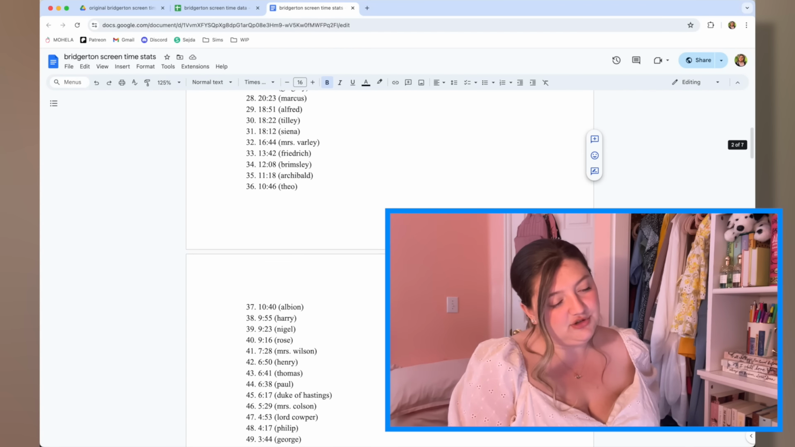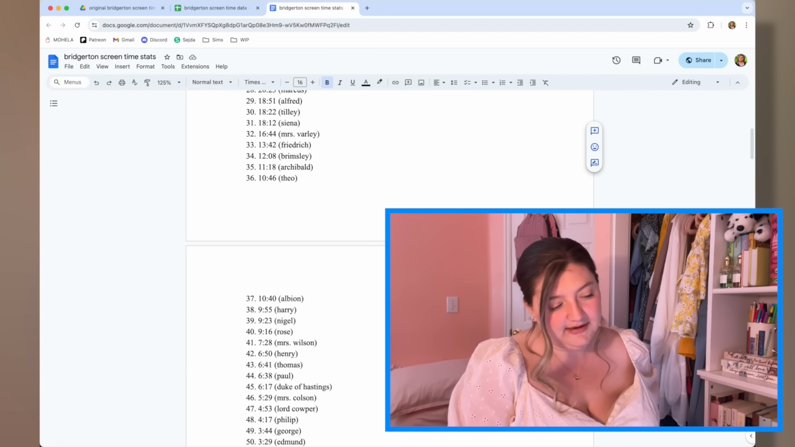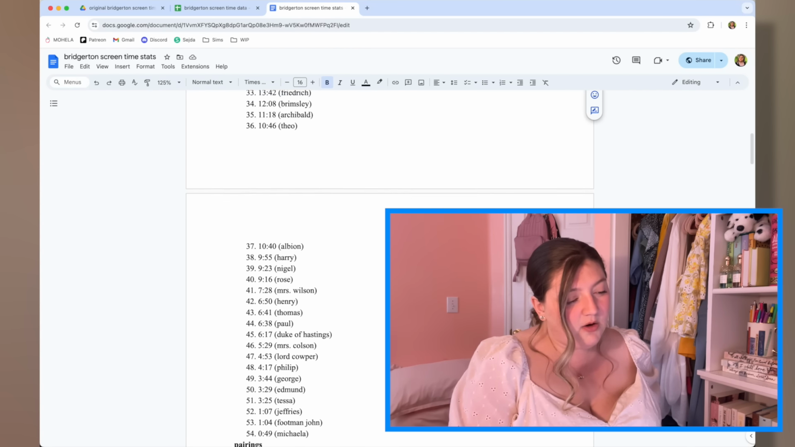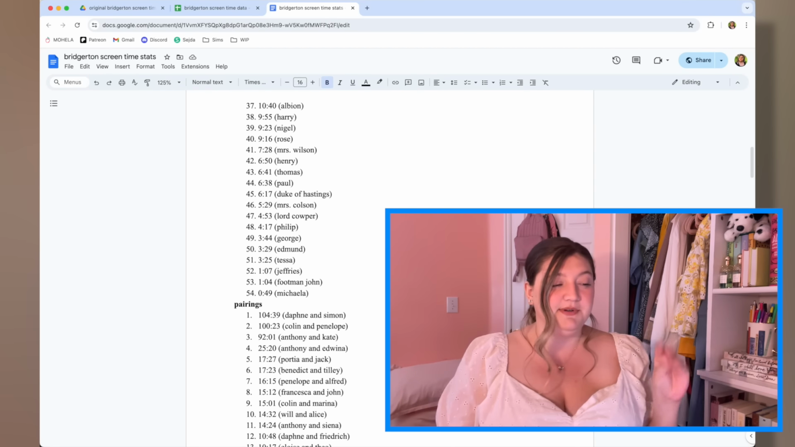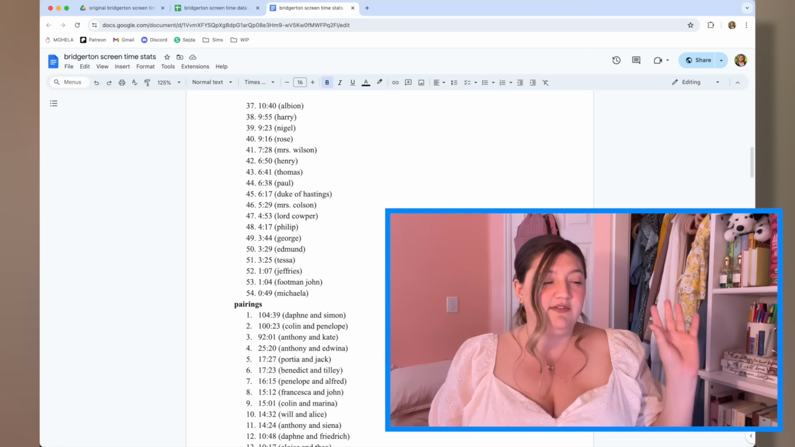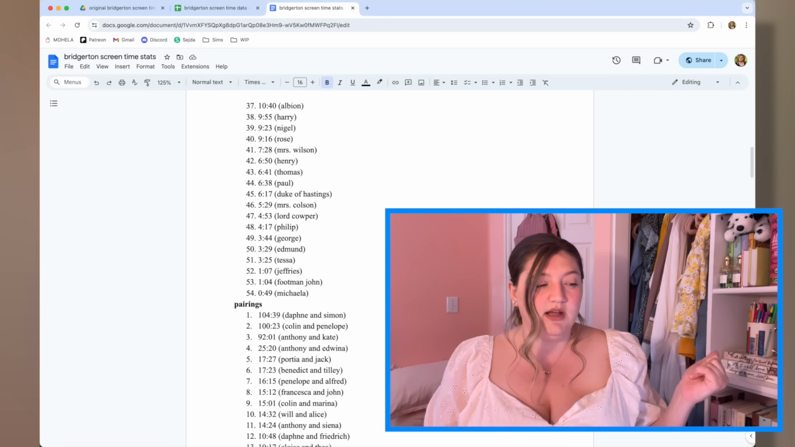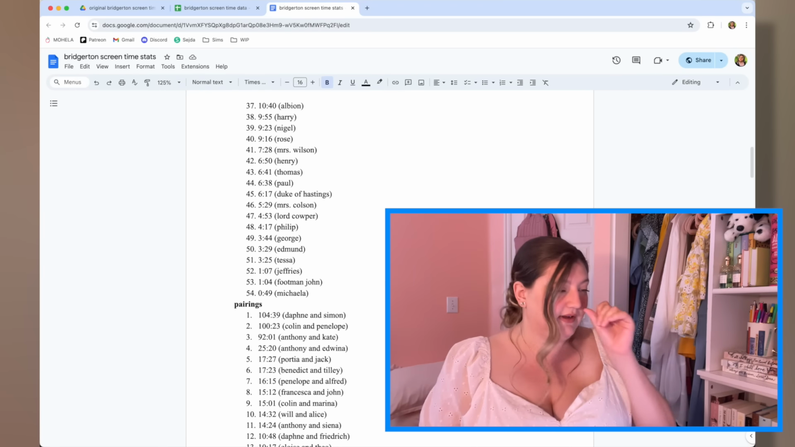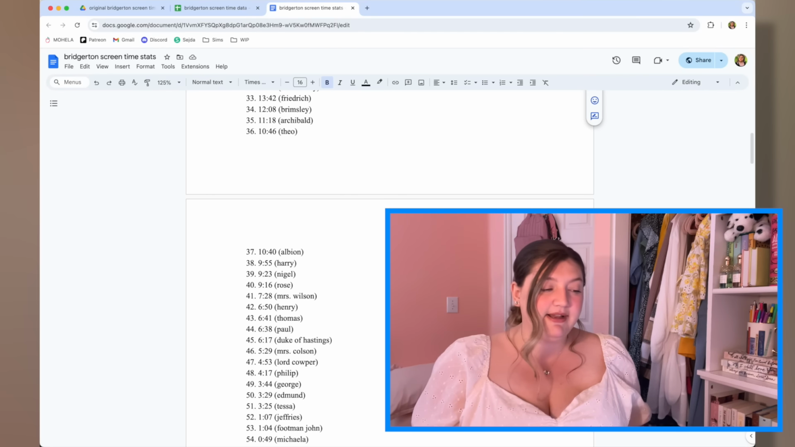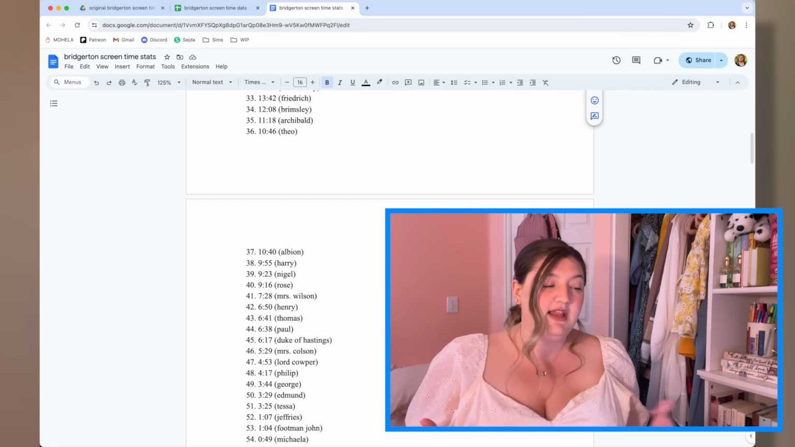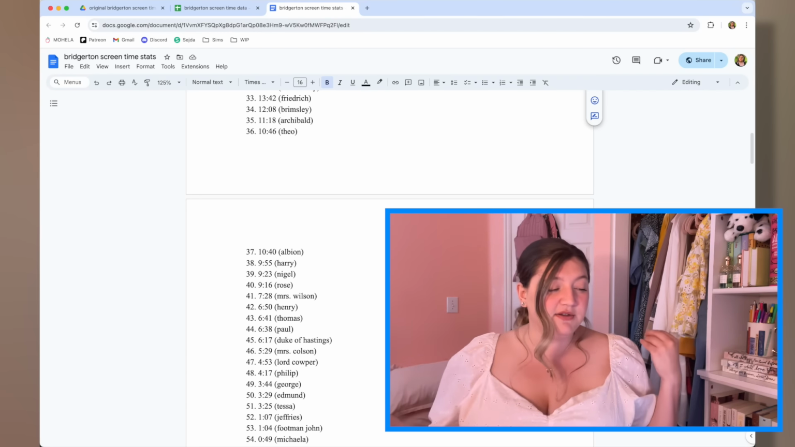Archibald is the original Lord Featherington. Theo, Albion is Philippa's husband. Harry is Prudence's husband. Harry did a lot of catching up because Albion's been there since season 1. Harry did a lot of catching up in season 3. I'm surprised they're right next to each other like that, actually. Rose was Daphne's maid in season 1. Mrs. Wilson is a maid that runs around the Bridgerton house. Who's Henry?